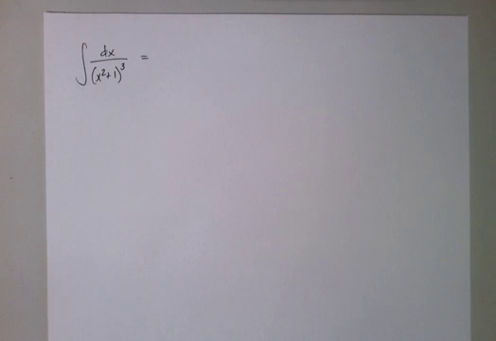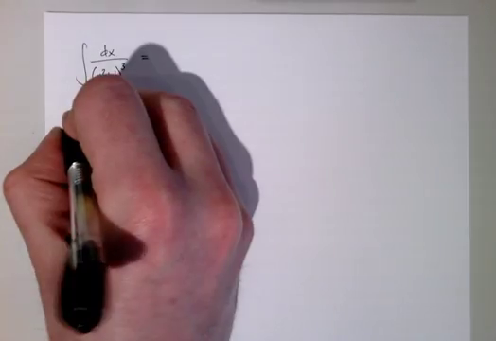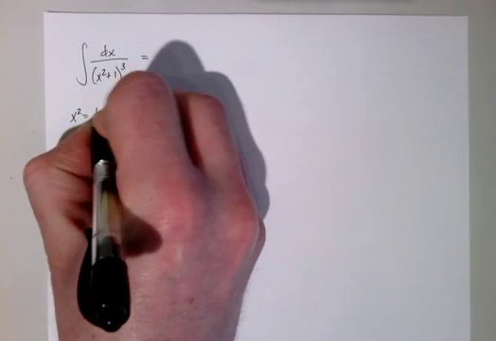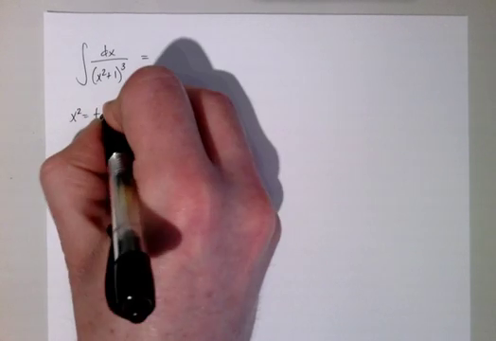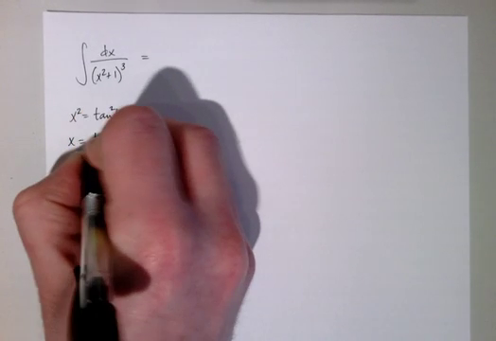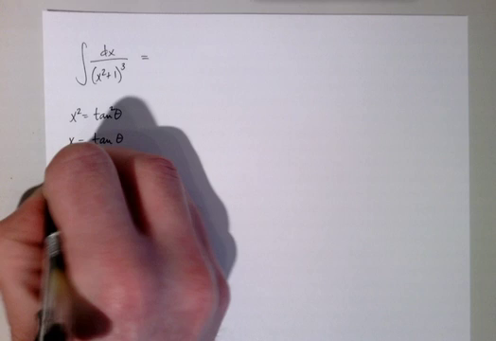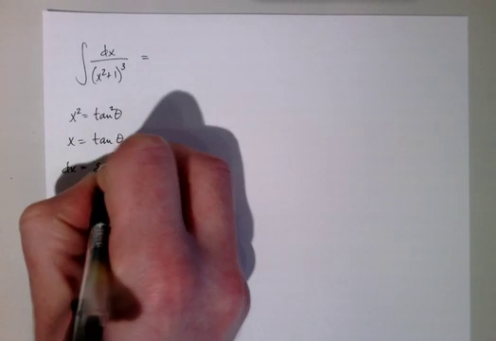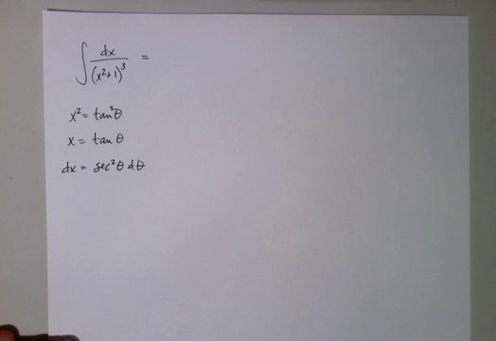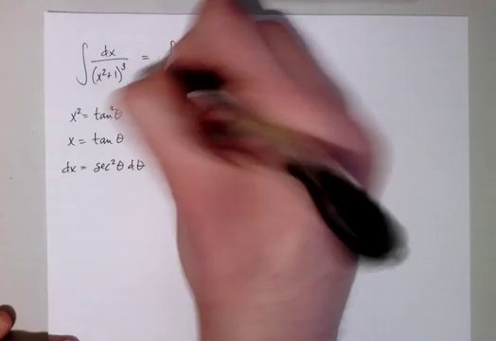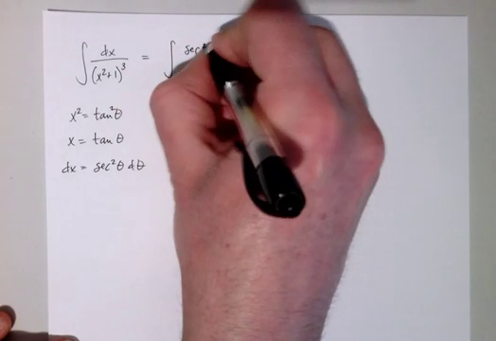Now, it's a sum, so obviously x squared is going to be tangent squared theta. So x is just tangent theta. dx is secant squared theta d theta. And I think right there I have everything that I need at the present moment in order to go ahead and substitute.